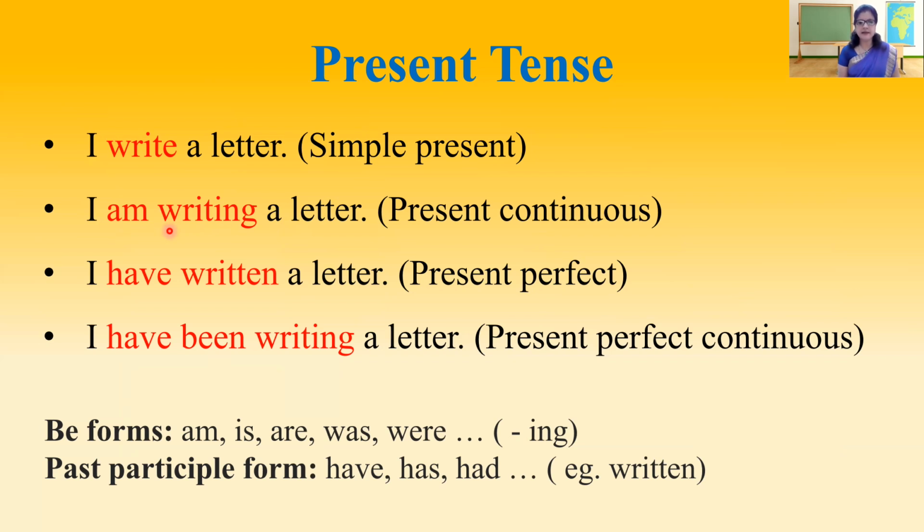Okay, I am writing. I am go plus ing, going. I am drink plus ing, I am drinking. So these are all am, is, are, was, were. Verb plus ing should be used in the tense form.